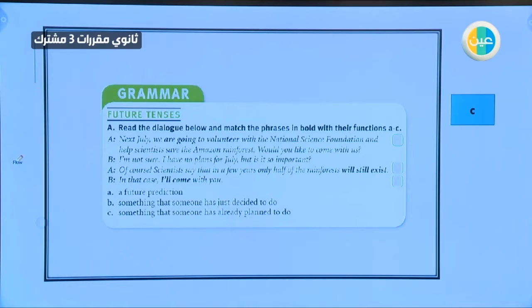Another, of course, scientists say that in a few years only half of the rainforest will still exist. So, future prediction, or guess. They guess that. Future prediction. We are not sure. This is just a prediction. Another, or B, sorry, we are in B now. In that case, I will come with you. So, B, something that someone has just decided to do, okay? So, you have just decided to do that.